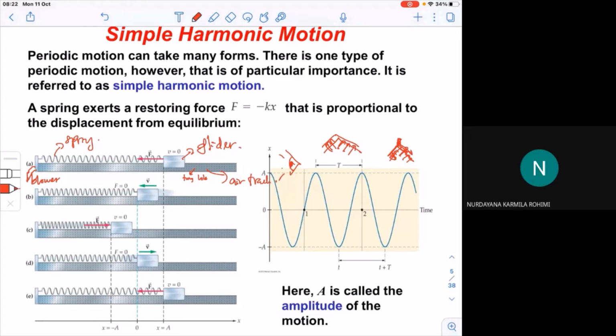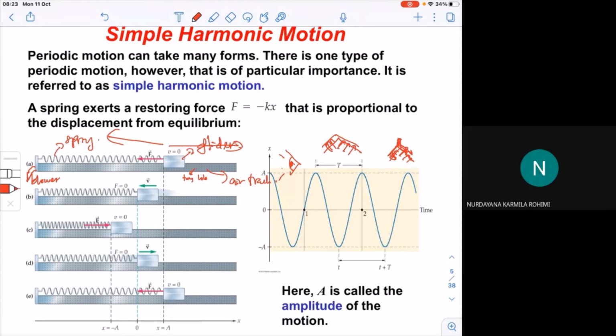That means the track contains very high speed controlled air from the blower, which makes the glider, that is made from steel, become non-resistant with the air track. So the glider will move freely from this side to this side when it's connected to some spring.